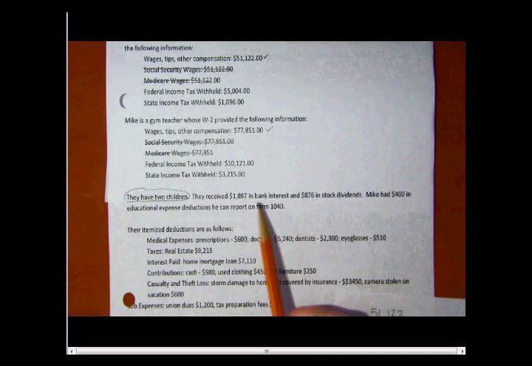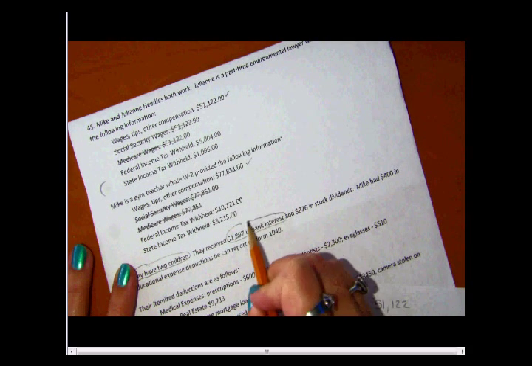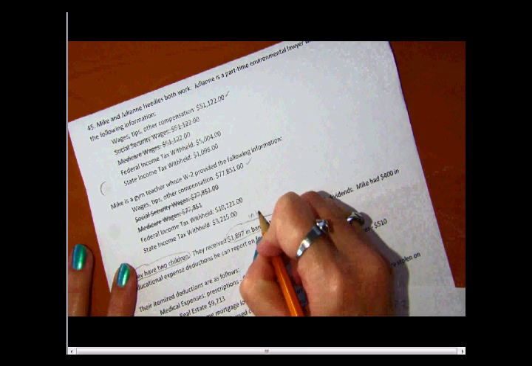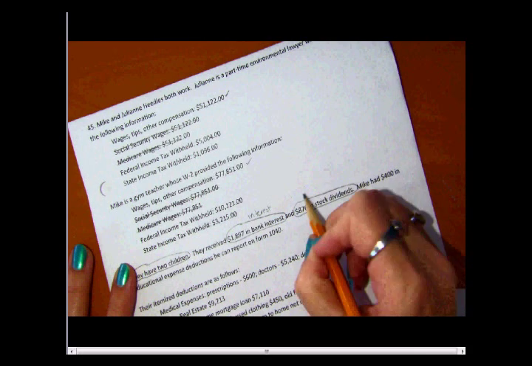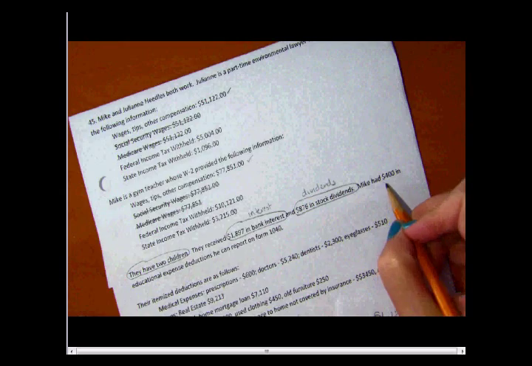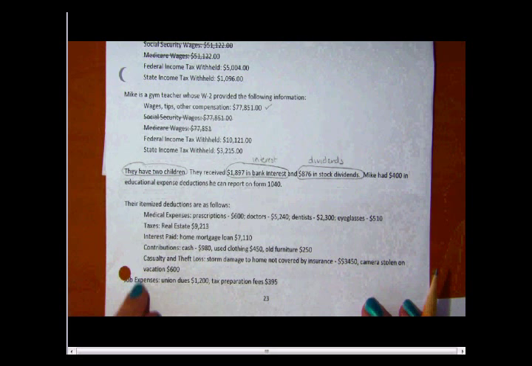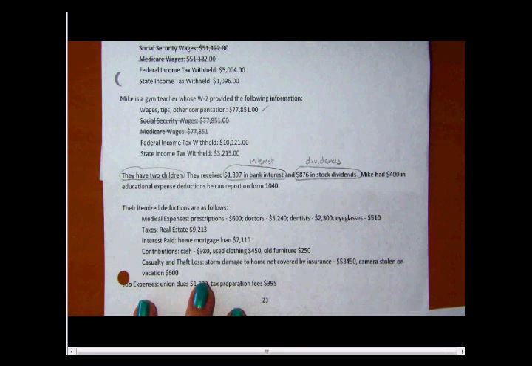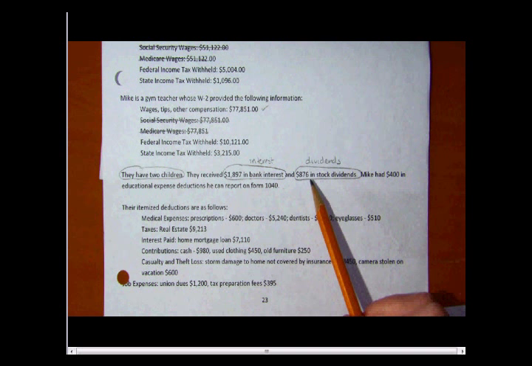We have bank interest. This is interest. And here's dividends. And we have educational expenses, other expenses. Now, shoot. This one doesn't actually need a Schedule A because there's only one bank and only one stock.